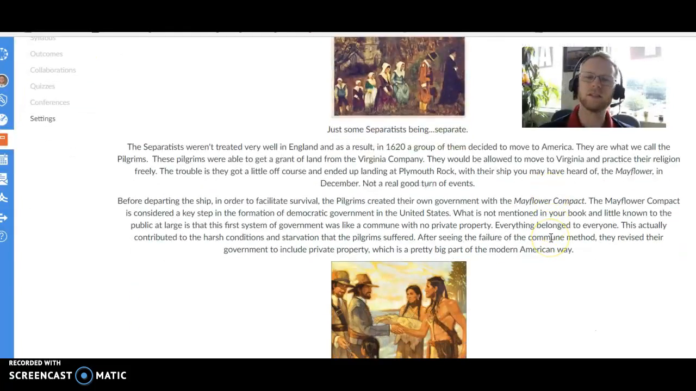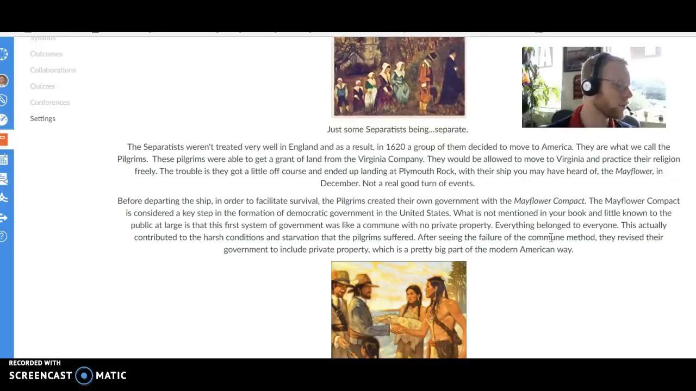Now, so we have the Pilgrims. They're coming over, going to make their own place where they can worship freely. It's December. In order to facilitate their survival, they said, we need some rules. We need a government to help us survive. And so they created their own government with what they called the Mayflower Compact. They did that before they even got off the boat. The Mayflower Compact is considered a key step in the formation of democratic governments in the United States.